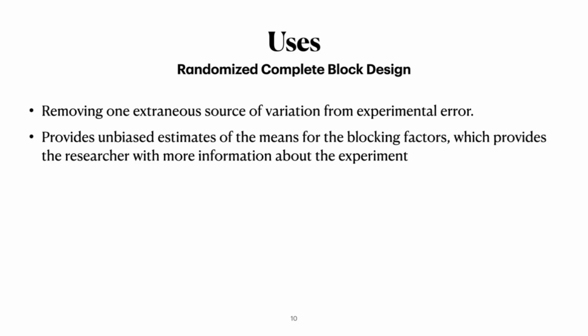And then finally, the randomized complete block design provides unbiased estimates of the means for the blocking factors, which does provide the researcher with more information about the experiment and the experimental material. Now, how might this be useful to a researcher? Well, again, in order to utilize blocking effectively, a researcher has to know something about the experimental material to which he or she is applying the treatments.